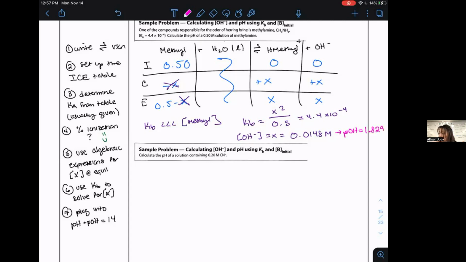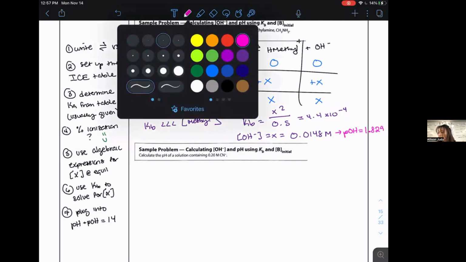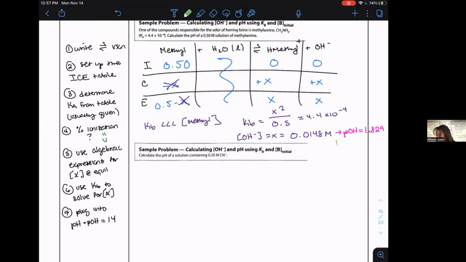And if you know POH, you can find pH. So then it becomes 14 minus 1.829 equals my pH. So my pH is equal to 12.17, which makes sense considering that you are creating a basic solution. So of course, the pH of your overall solution from the acidic point of view is going to be incredibly basic, incredibly high.